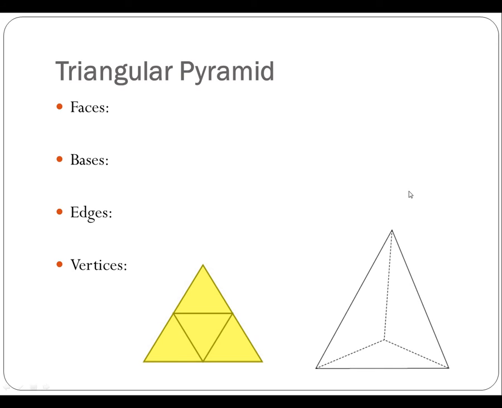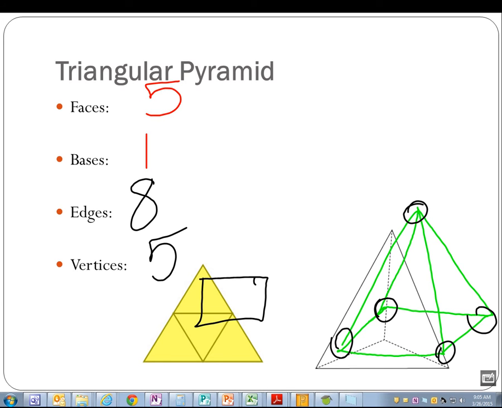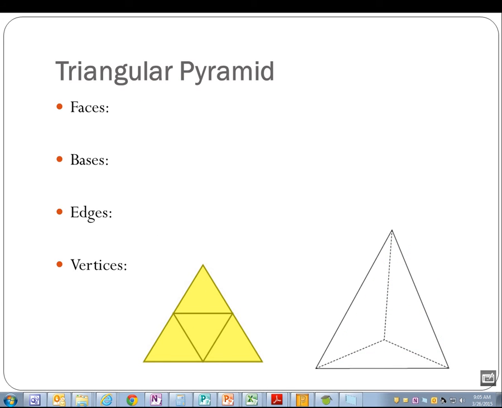Then we have a triangular pyramid. Okay? Nice. Triangular pyramid, we have faces. I'll just count them out. We have 1, 2, 3, 4. There's going to be 4 of them.